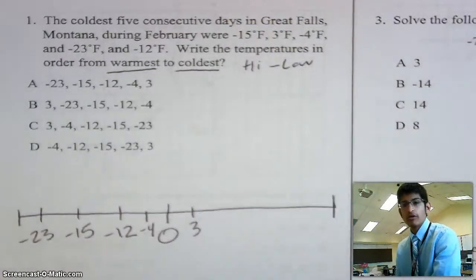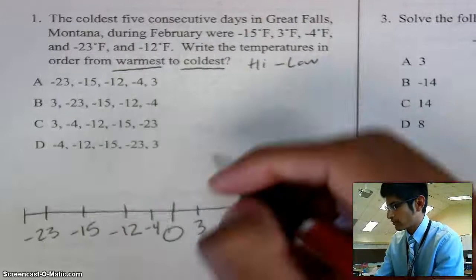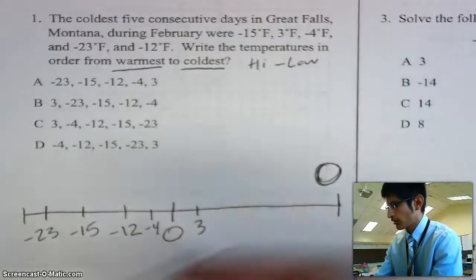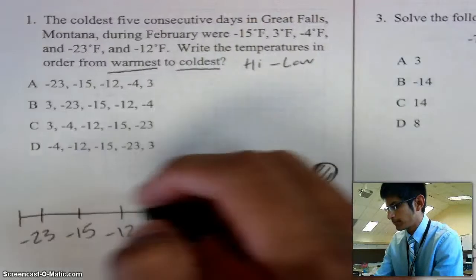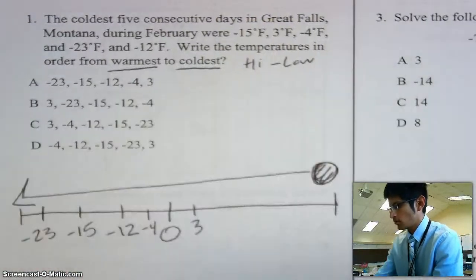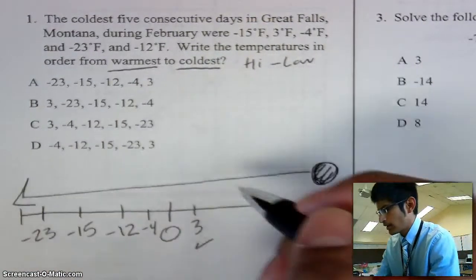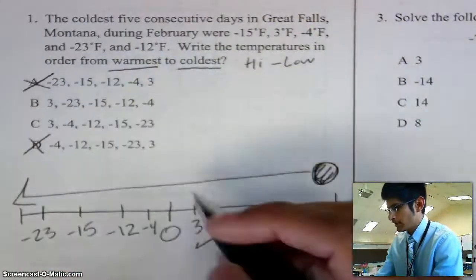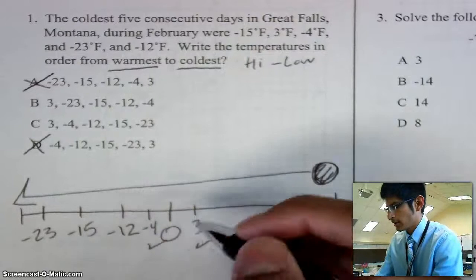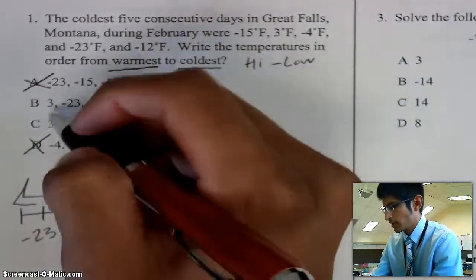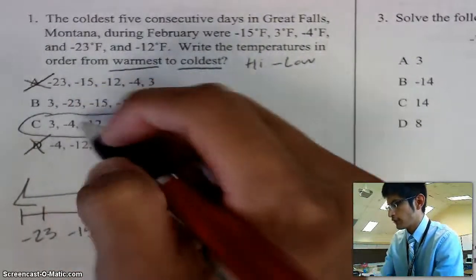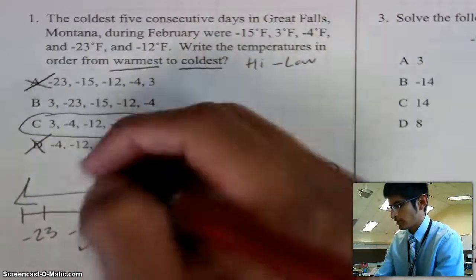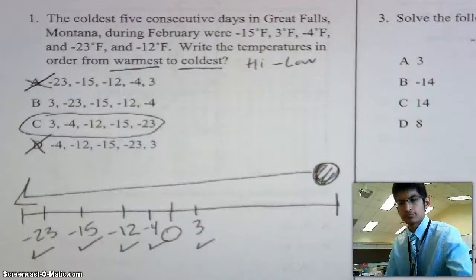So if I want to put these in order from warmest to coldest, I would start from this direction. Okay, this is my greater than. So I'm going from greatest to least. So my greatest number is positive 3. So it would not be A and it would not be D. My next number would be negative 4. And so I can see right here, C is my only choice because I go from 3 to negative 4. And then I go down the rest of the way. Negative 12 comes next. Negative 15 comes next. Negative 23 comes next.